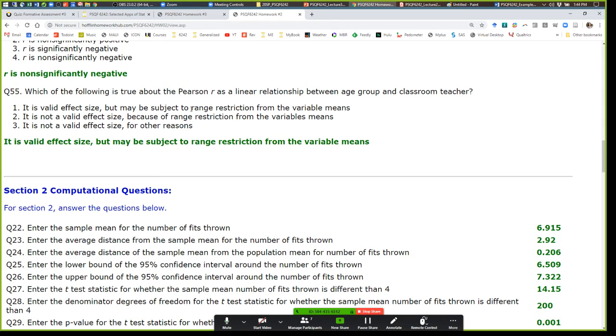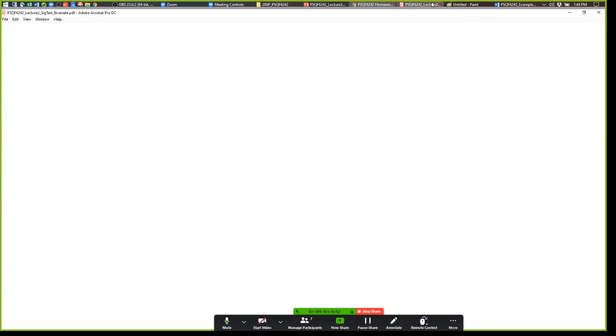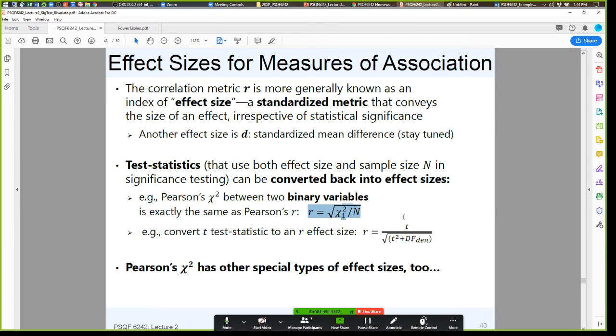Question 55. What is true about a Pearson R as a linear relationship between age group and classroom teacher? So a lot of questions on this question and the one like it below. Whether or not it's valid. First off, to me, valid means, does this even make sense to think about as a number? And because you can get a Pearson's R out of the chi-square for these two variables, this formula right here has to be valid. In the instance of both binary variables, it is okay to fit a Pearson's correlation between them.